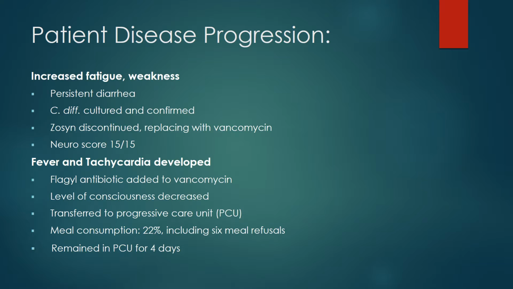Her level of consciousness started to decrease, and eventually she was transferred to the PCU. At this point, she had refused 6 meals, with a couple of meals eaten, making her meal consumption 22% at that point. So she had gone from 100 to 22%. She was very undernourished at that point. Things had started to get more serious at that point, and her disease started to progress. She did remain in the PCU for 4 days after that, still on her cardiac 2-gram sodium diet at that point.